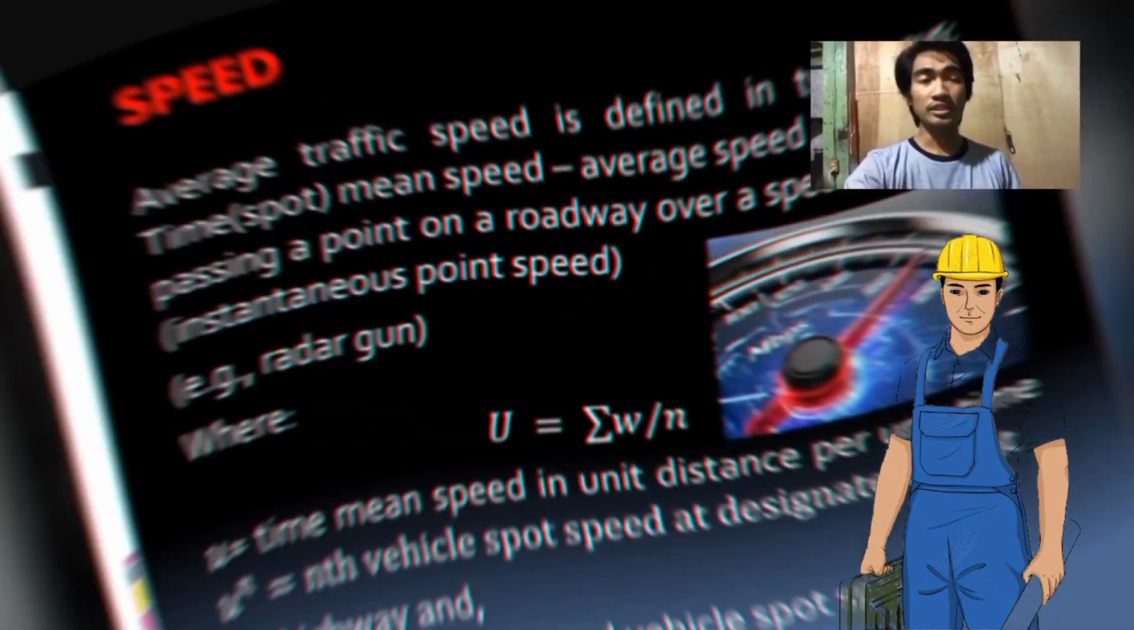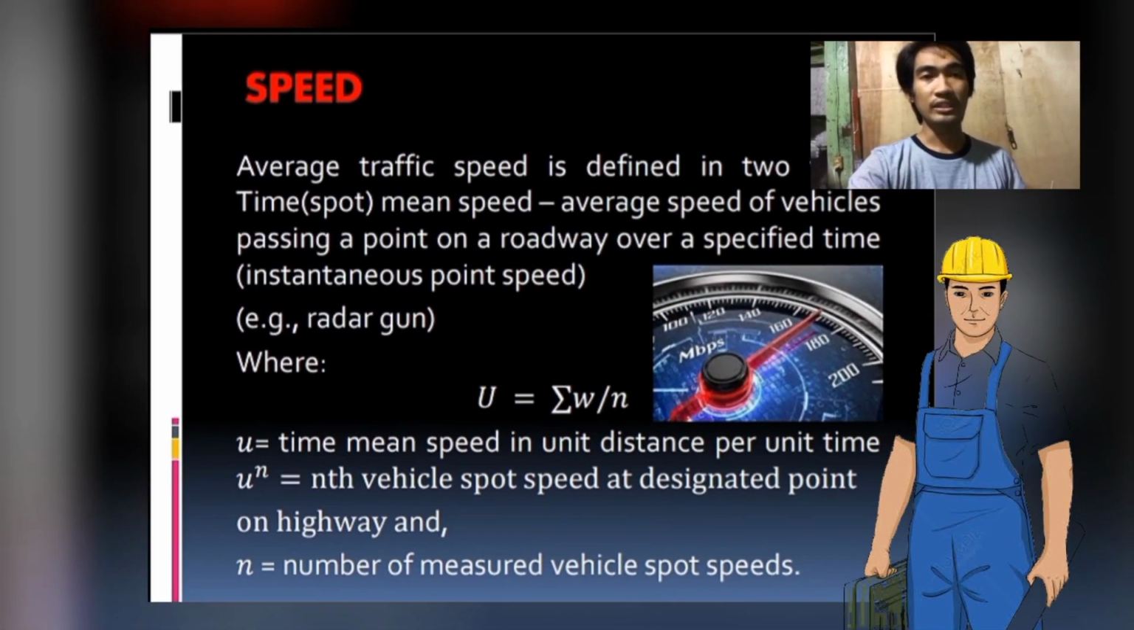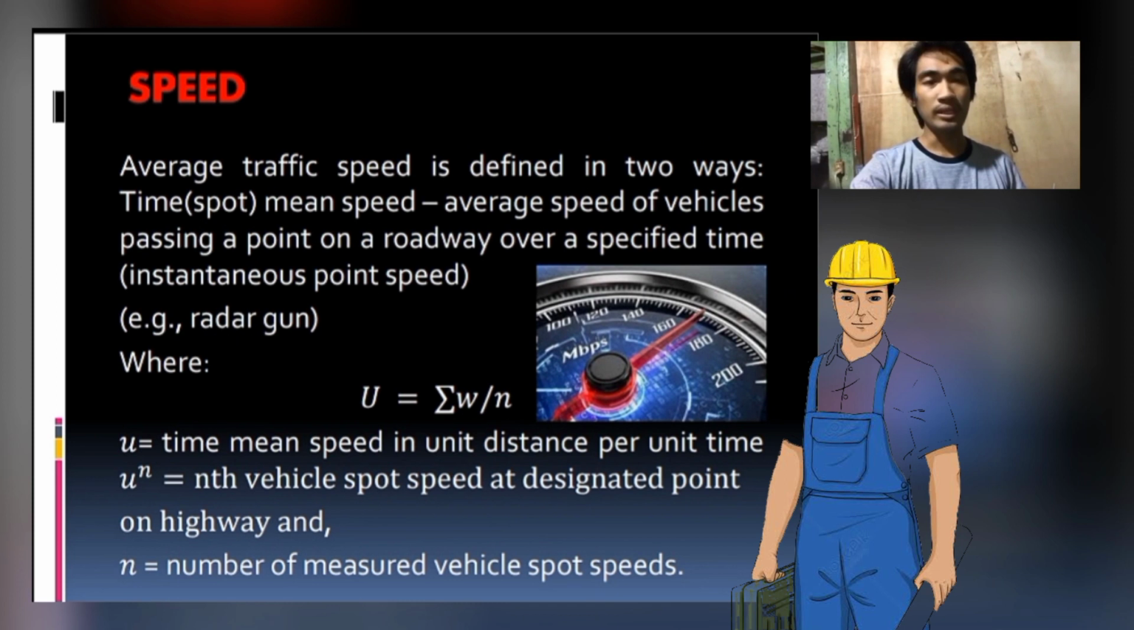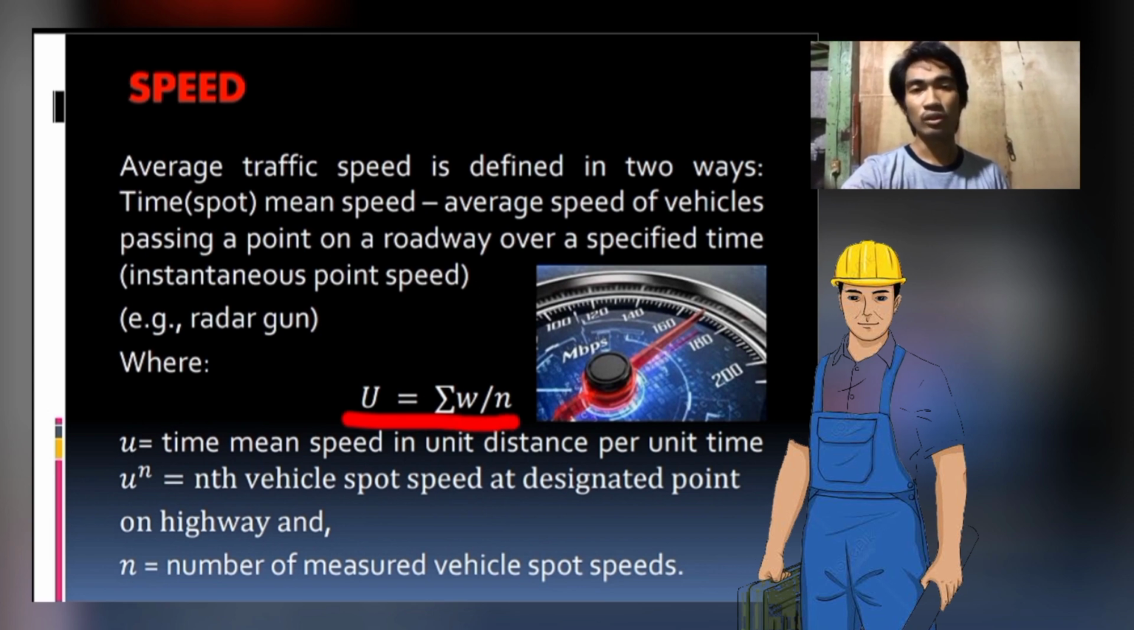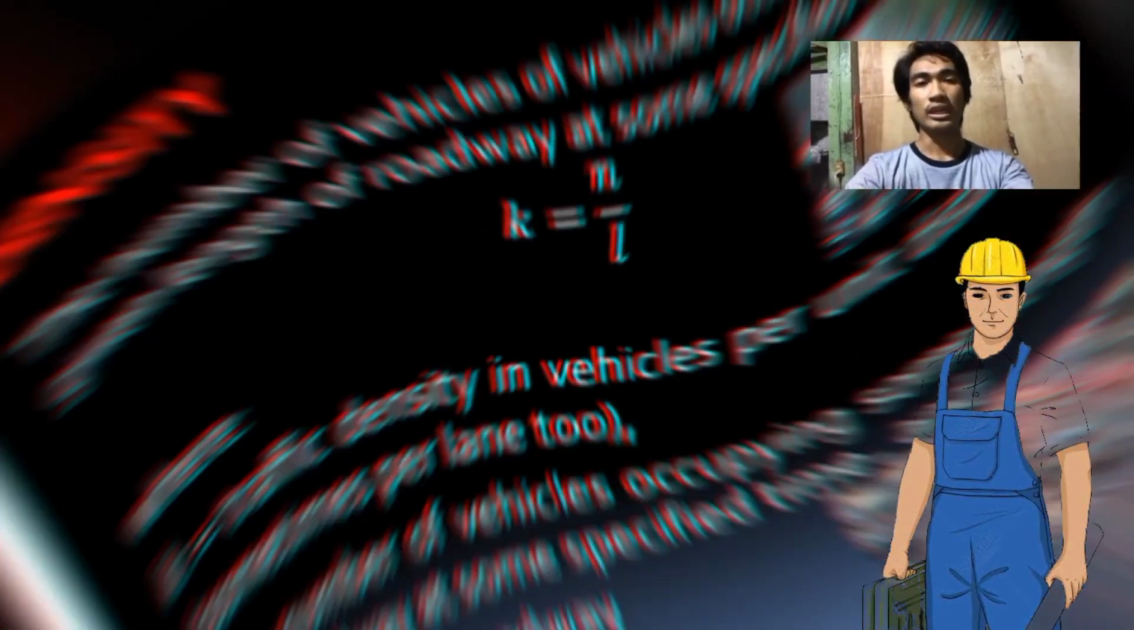The next variable is speed. Average traffic speed is defined in two ways. Time mean speed is the average speed of vehicles passing a point on a roadway over specified time. Example niya kay katong radar gun. So, ang equation sa speed kay U is equal to summation of W over N. Ano siya?